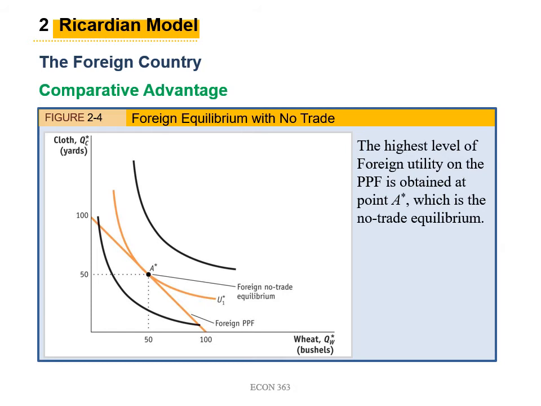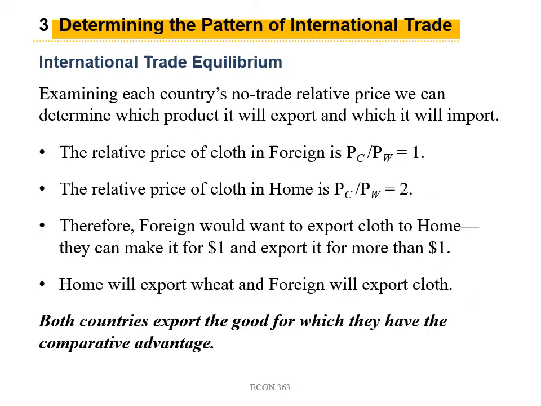So again, the equilibrium is at the point of tangency between the indifference curve and the production possibility frontier, and all the same sort of conditions apply as for the home country. So if you work it all out, the relative price of cloth in the foreign country in equilibrium is equal to 1. The relative price of cloth in the home country, in domestic equilibrium, is 2.